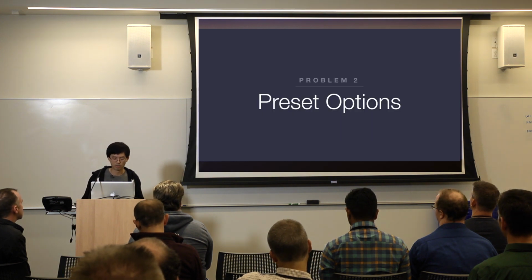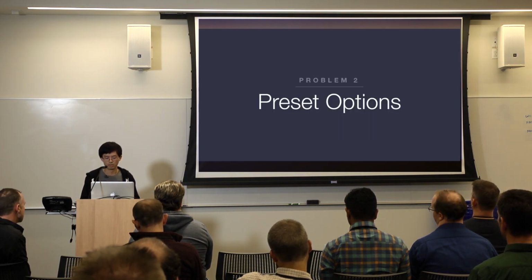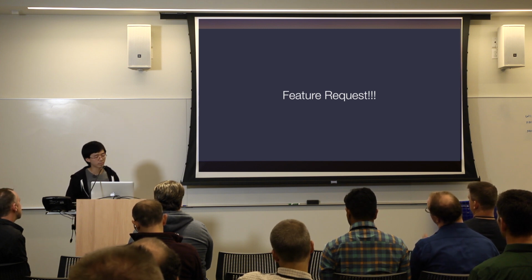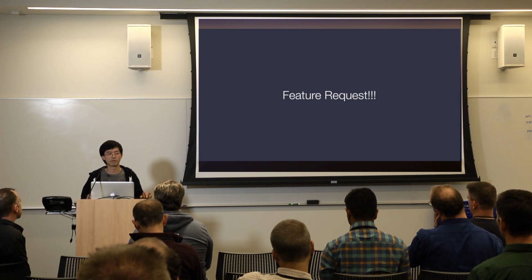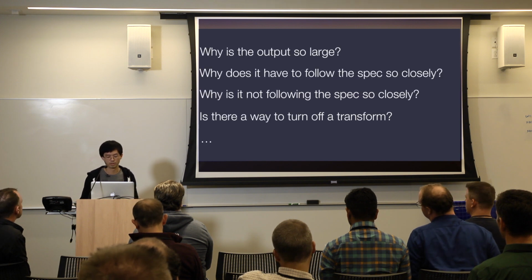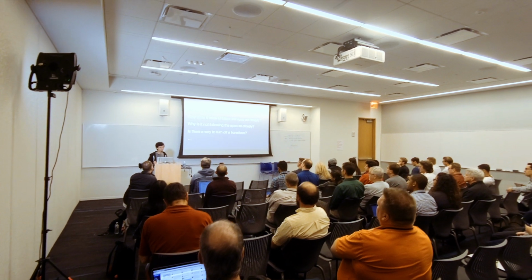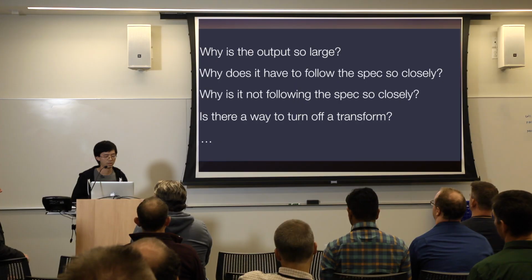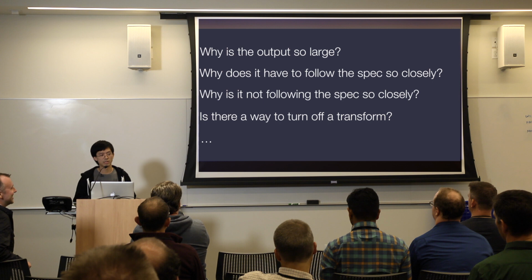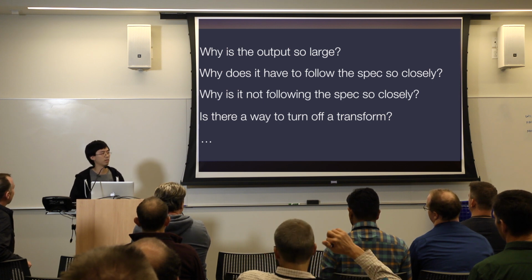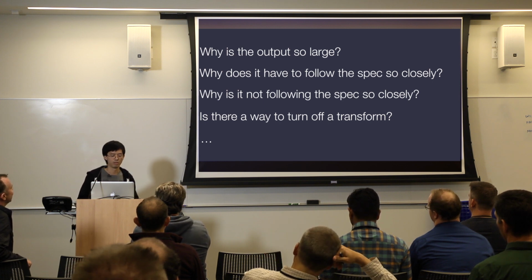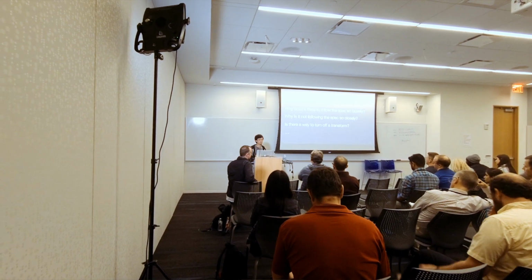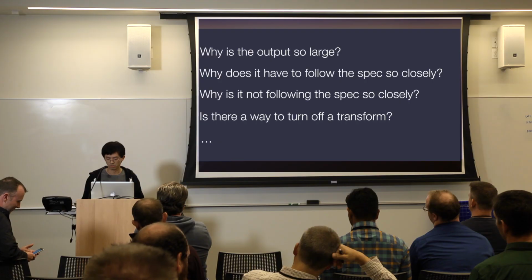So the second problem was preset options. The problem with having an open source project that's used a lot is that you're going to have a lot of people asking for certain things. Why is the output so big? Why does it have to follow the spec so much? Because I don't care about the spec. Or the opposite, when I go to TC39 and they ask me, why is it not following the spec? And then people are like, oh, how do I turn it off? Just all these different things, and you have to figure out how to manage this in a project.